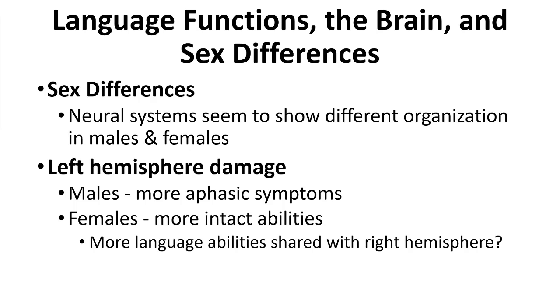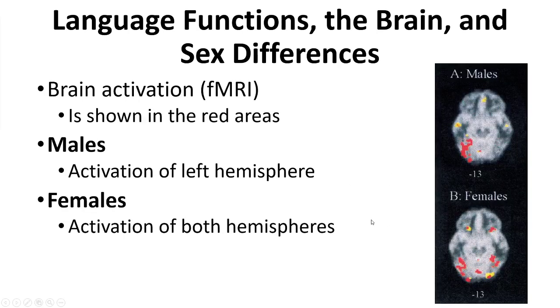But in females, you wouldn't see as strong of lateralization. You would see a generalization, where the ability to produce and perceive language would be shared between both hemispheres. So in females, you're more likely to see right hemisphere involvement in language production and perception. And we actually see evidence of this when we look at fMRI scans.